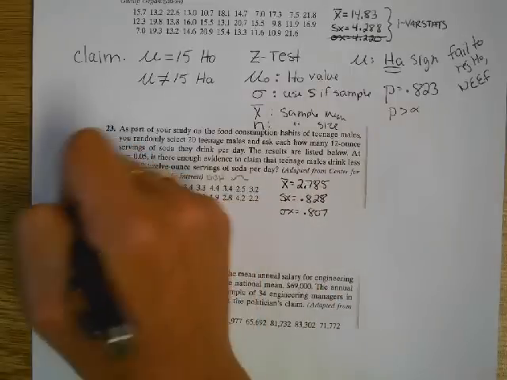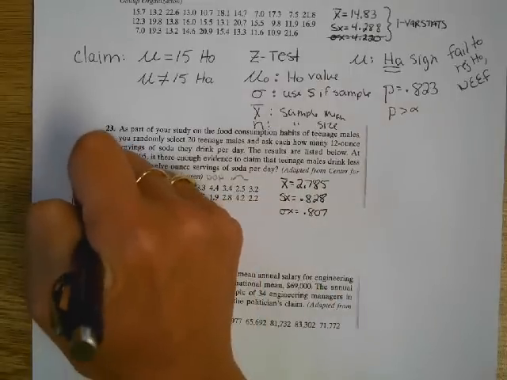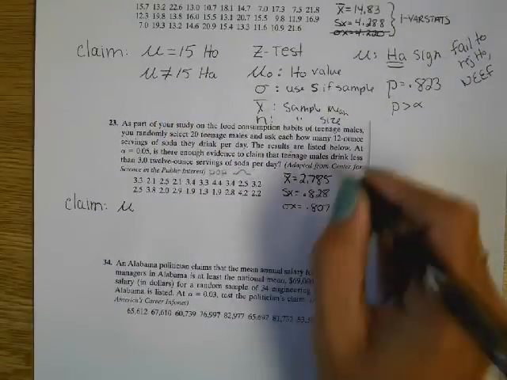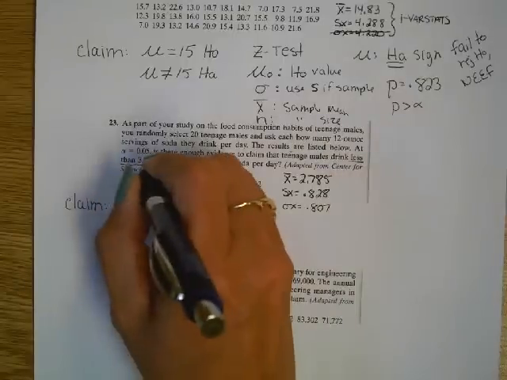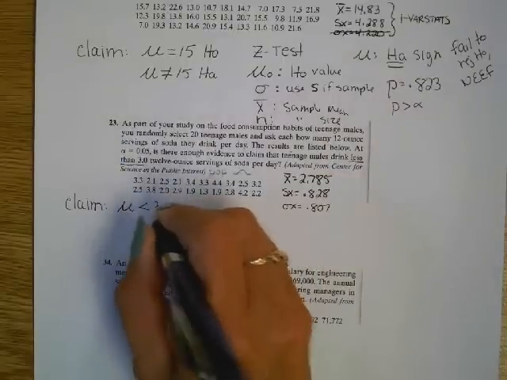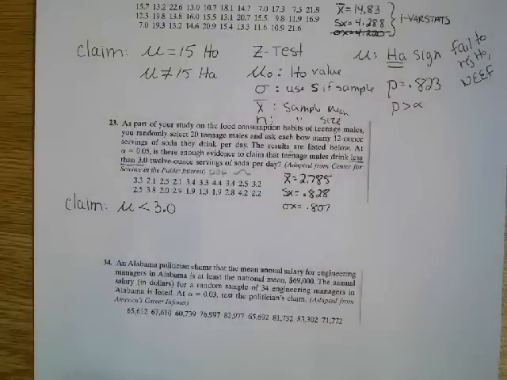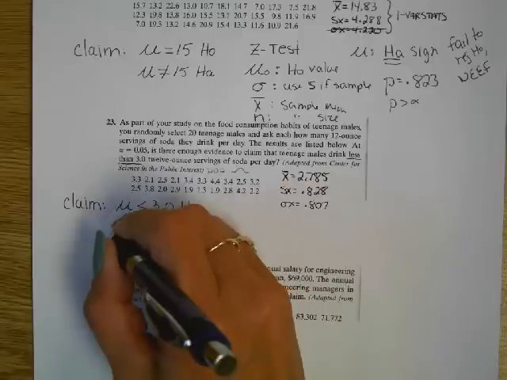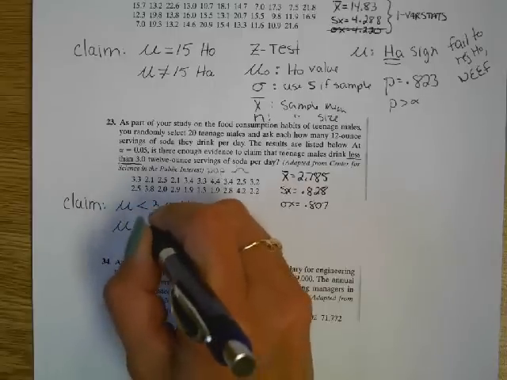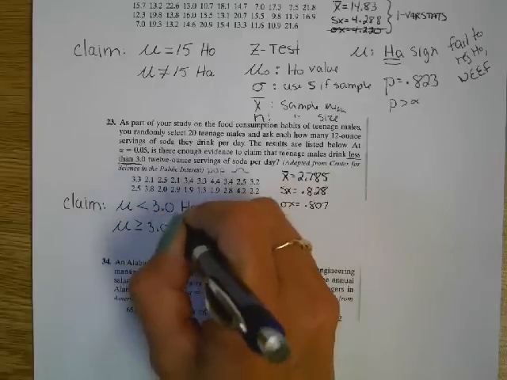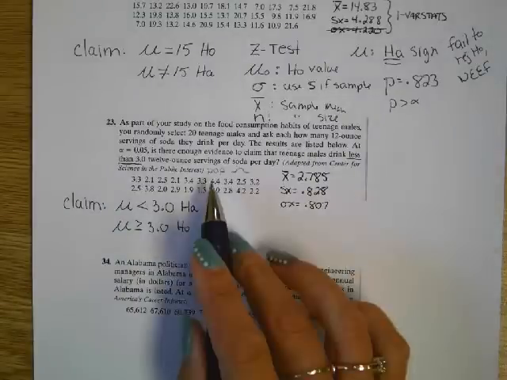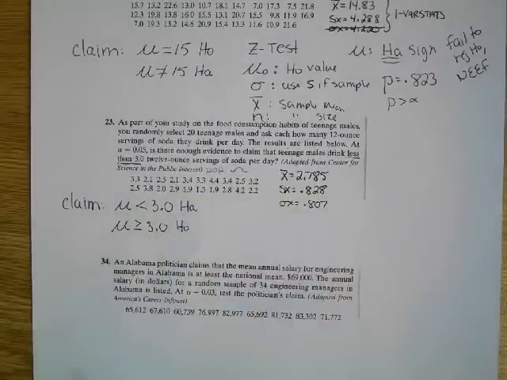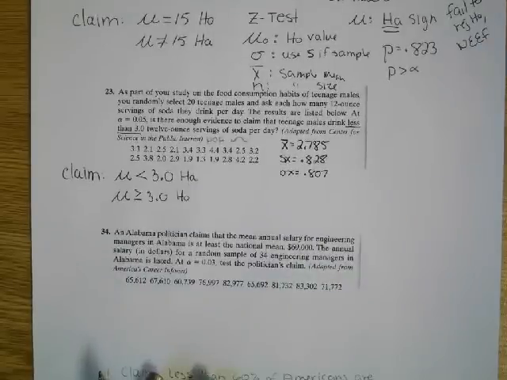So the claim is that the average number of servings per day is less than 3.0. Making the claim, Ha. The Ho will be greater than or equal to 3.0. And I tell you that the population is normally distributed. So I've got means, so that means I'm either doing Z or T. What's the case?